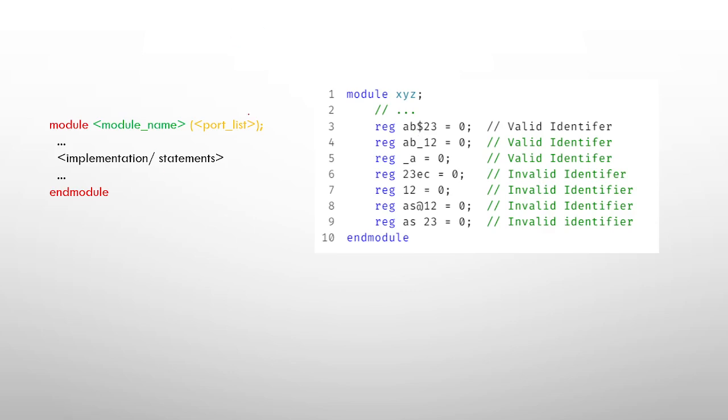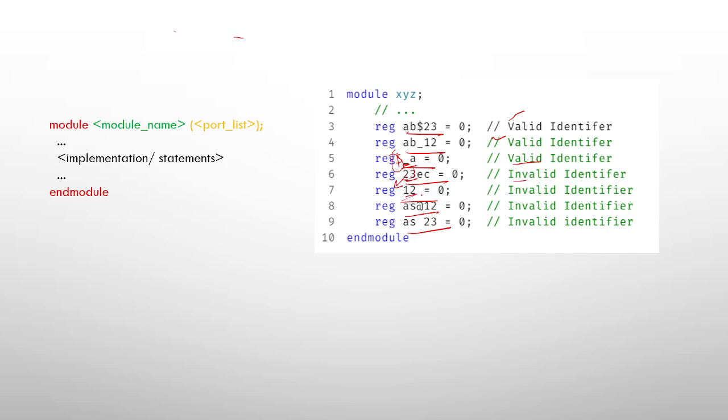If you see here, these are some of my identifiers. Some are valid and some are invalid, because, as I already told you, of the rules and regulations. So AB$23 is a valid identifier, and AB12 is also valid. This one is also valid, because it shouldn't start with only a dollar, and there is no rule that it shouldn't start with an underscore. So this is valid. Why is this invalid? Because it starts with 2.